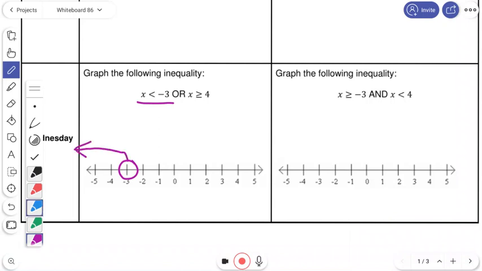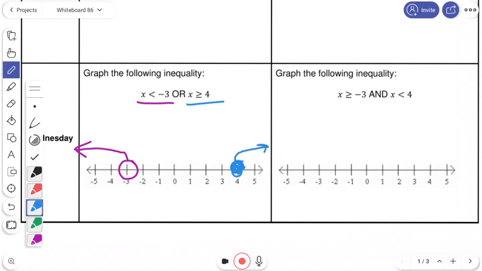Then we have another section or another inequality. It says or x is greater than or equal to +4. So at +4, I'm going to draw a closed circle. We're going to fill it in because we get to include +4. It says greater than or equal to. And everything greater than goes to the right.